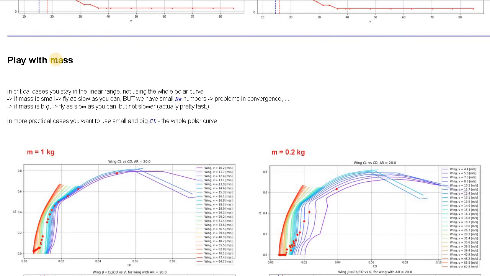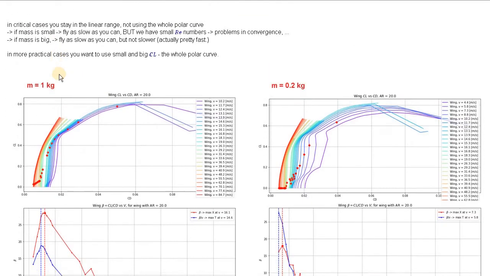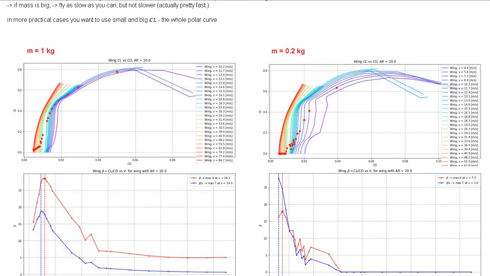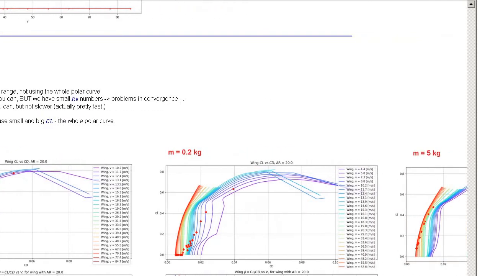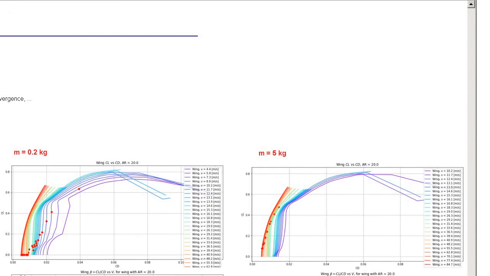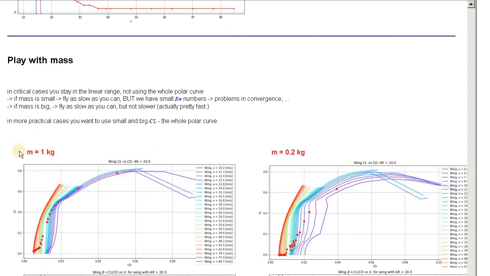Okay, so what else? We can play with the mass. We can try to compute the results for different mass. Let's say we have mass 1 kilogram, or mass 0.2 kilograms, or mass equivalent to 5 kilograms. So I would say right away that 1 kilogram is a good mass for this plane, because we get our points around the curve, around the efficiency, around the polar curve at different spots.